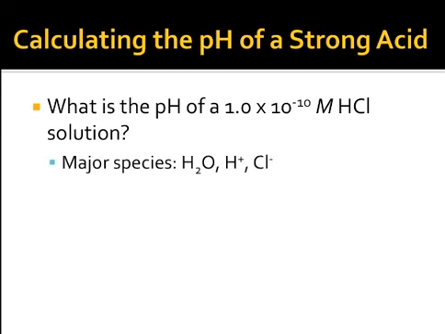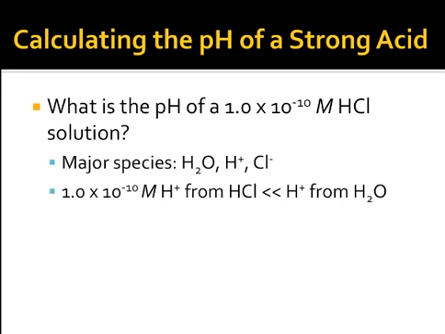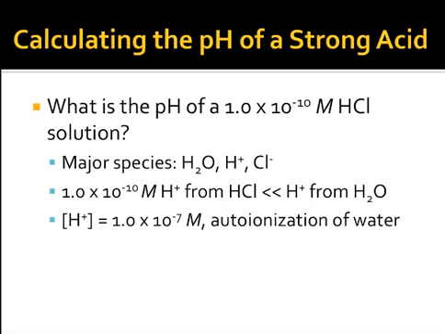The major species are water, hydrogen ion, and chloride ion. In this case, the contribution of hydrogen ion from the acid is much lower than the contribution from the autoionization of water. The hydrogen ion concentration then would be 1.0 times 10 to the negative 7th from the autoionization of water. The negative log of that concentration is 7.00. This solution has such a small concentration of hydrochloric acid that it is a neutral solution.